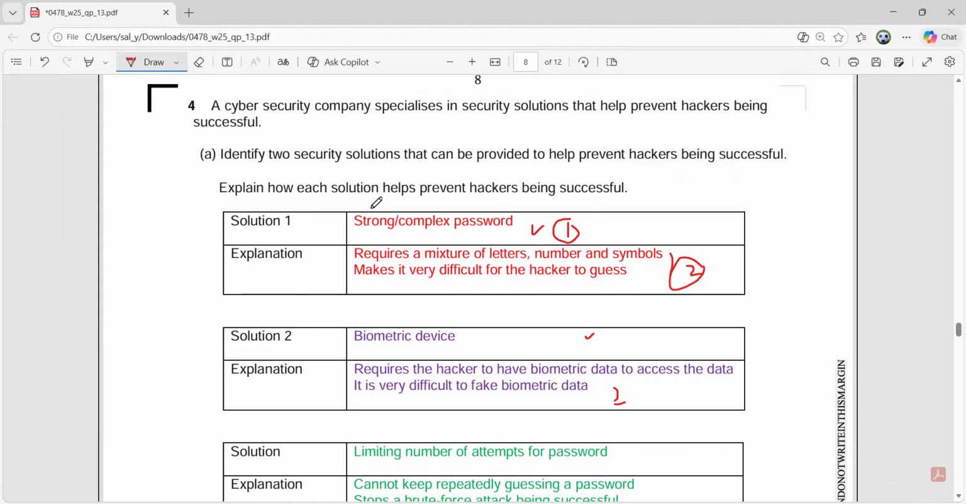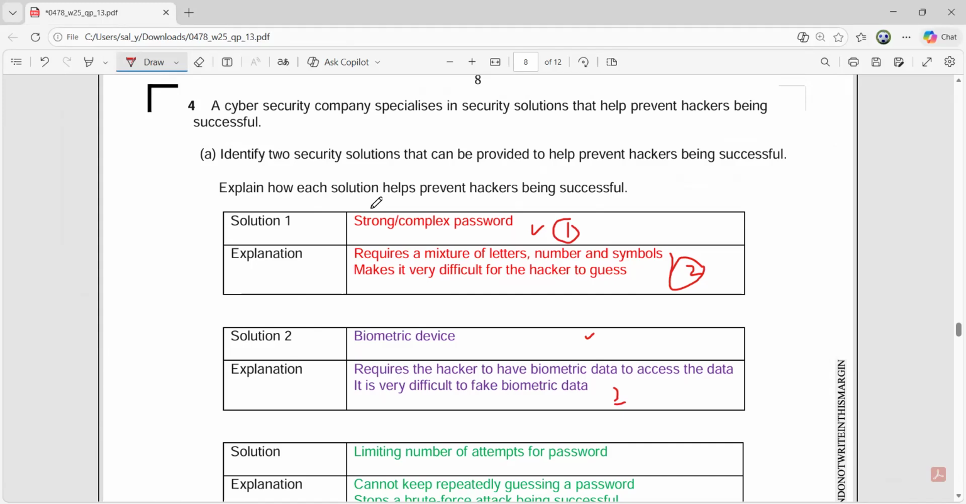Second is biometric. It requires the hacker to have biometric data to access the data, and it is very difficult to fake biometric data. See, biometric means, can we recall? Biometric means your fingerprint scanning, your voice recognition, your facial expressions, etc. The retina scanning, these all are your biometrics. And biometric remains with me. That is why it is nearly impossible for hackers to get past this solution, until and unless they have taken me as a hostage with them.